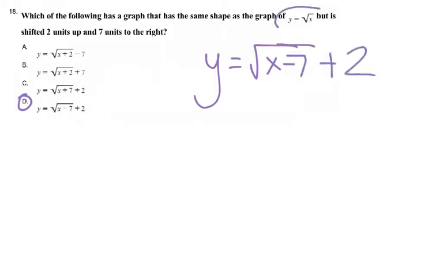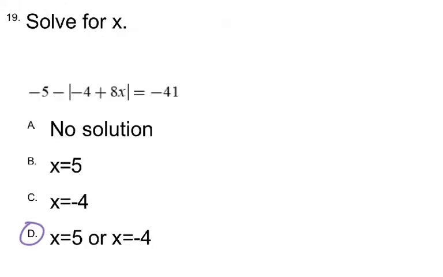Okay, I mean, I think this one's pretty easy. If it's going to shift to the right 7 units, it's going to be -7 inside. If it's going to shift up, it's going to be +2. Or you could graph this and graph that one, and then see if it actually shifted up. It did. It's D.